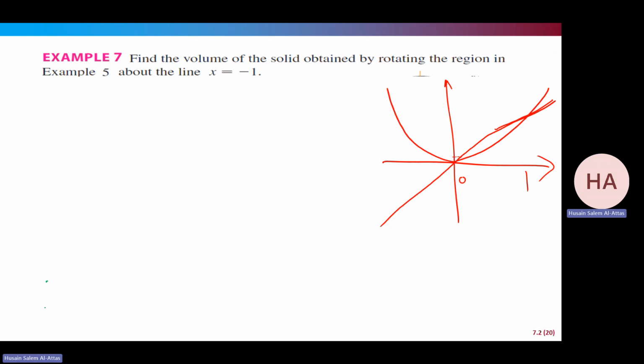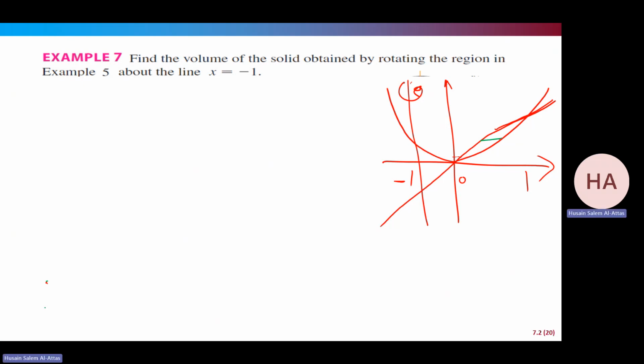Great. But I want it about what? About x equal minus 1. This will be my axis of revolution, x equal minus 1. Okay. Now, if I draw the line, it should be perpendicular to that. So it will be like this.